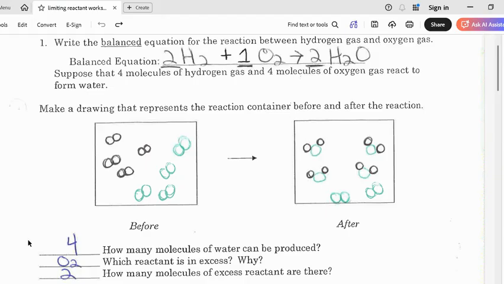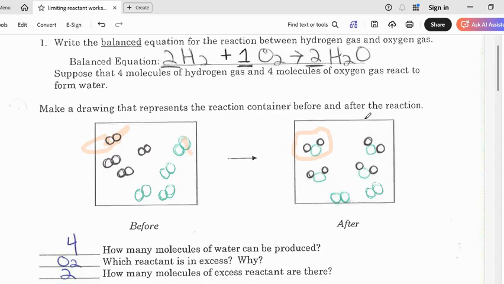Let's see which ones of those are which. And if you look at your water over here, we make a water, it's got two hydrogen, one oxygen. So the black ones must be H's. So to make this water, we need to use two of these hydrogens here, but we only use one of these oxygen.